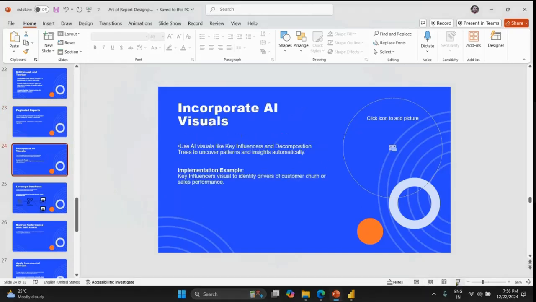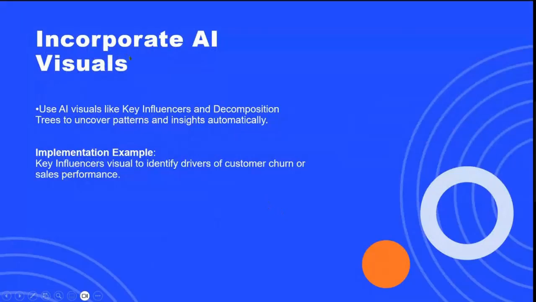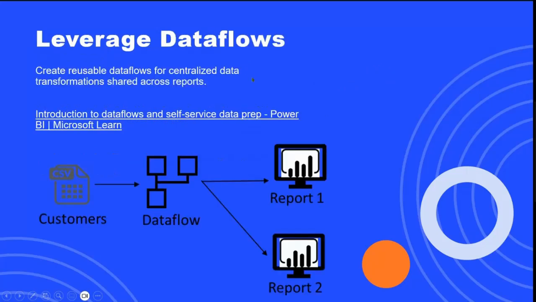Okay, so wherever required, try to use the AI visuals. Okay, what are those AI visuals? Key influencers, decomposition tree, right? Q&A visual, as well as smart narrative, right? All these AI visuals, you try to use them so that they can uncover the patterns and insights automatically, right? So these AI visuals will help you to derive much better insights gradually.